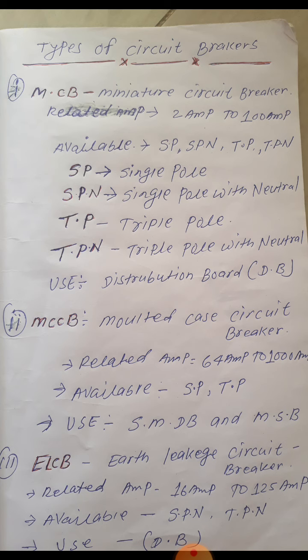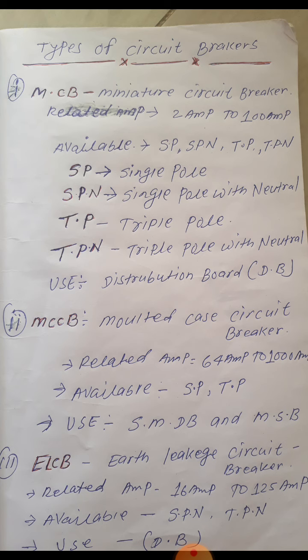ELCB or RCCB come in TPN, triple pole with neutral. This kind of circuit breaker is used only for the distribution board, not for SMDB or the main distribution board MDB.